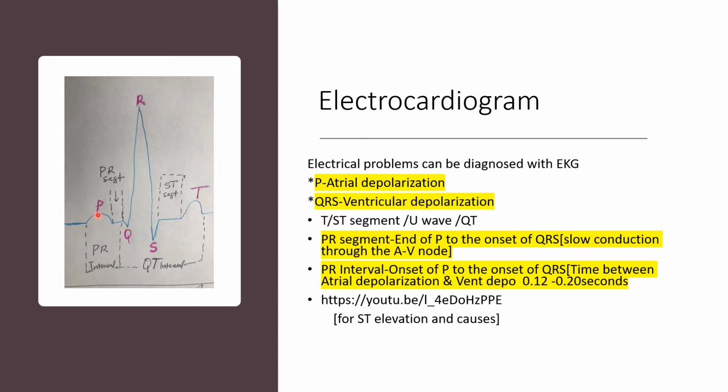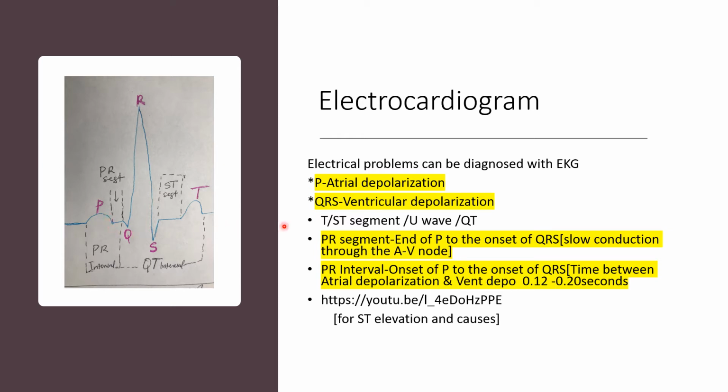The P wave is widened in atrial enlargement, and the P wave amplitude could also increase in atrial enlargement. In atrial fibrillation, we might not be able to identify the P wave. In fact, we will not be able to identify P.